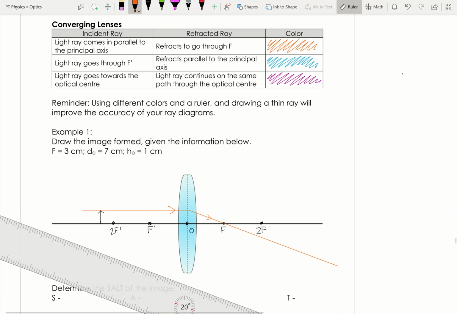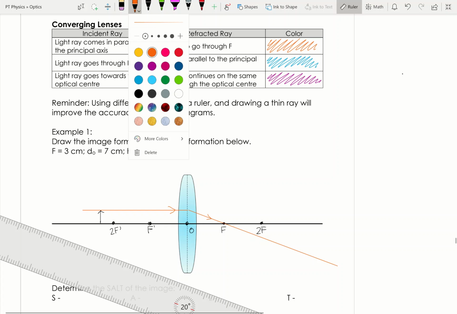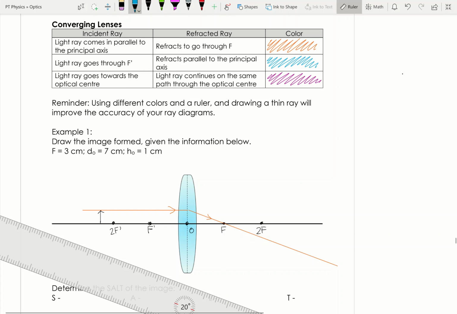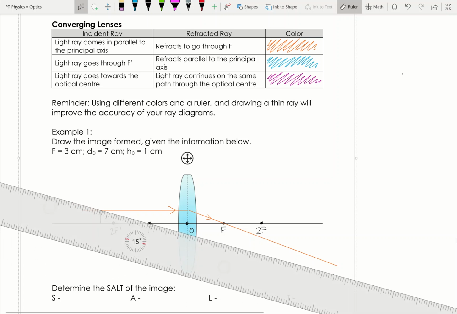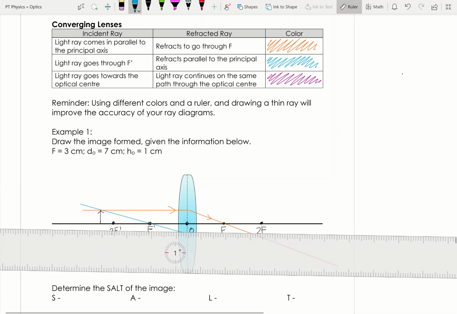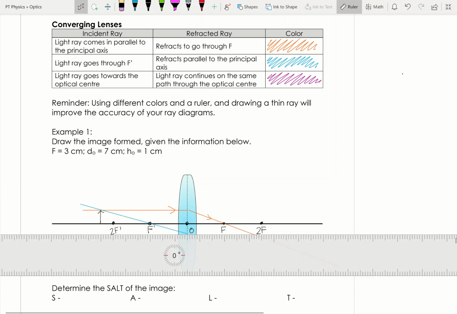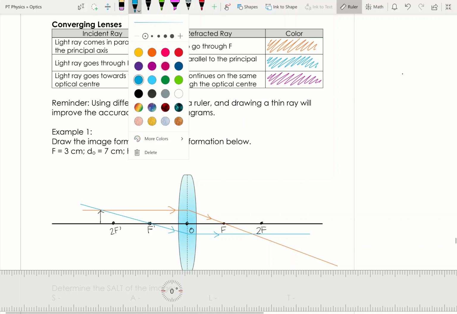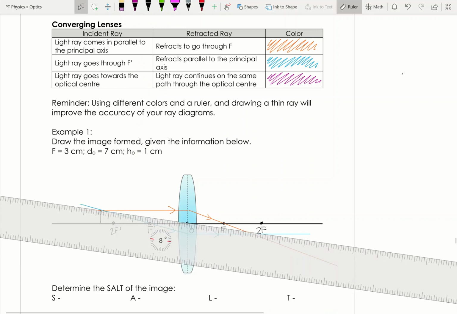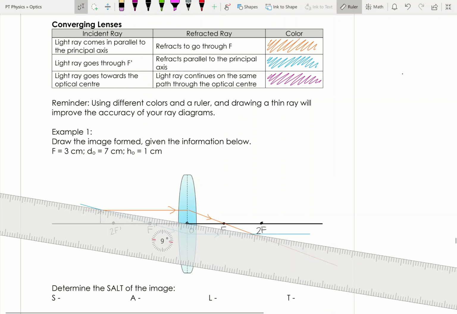The second one, my blue ray, goes, remember they always all have to hit the top of the object, through F prime to the optical center, or toward the center of the lens, and then comes out parallel. And then finally, my third ray just goes through O. Nothing weird about this one. It just goes straight through.